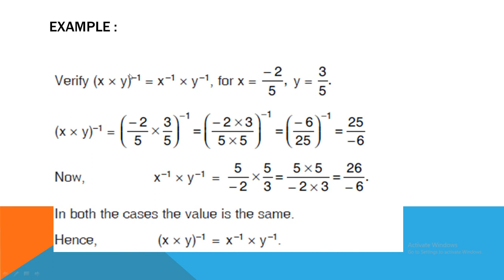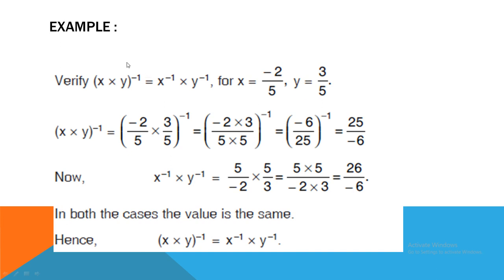Now what does this minus 1 power mean? Minus 1 power tells the inverse. Inverse means multiplicative inverse, which means reciprocal. This represents the reciprocal. So (x into y) power minus 1 is the same as x inverse into y inverse. Inverse means reciprocal. For x equal to minus 2 by 5, y equal to 3 by 5.